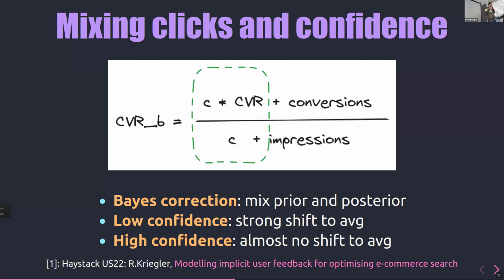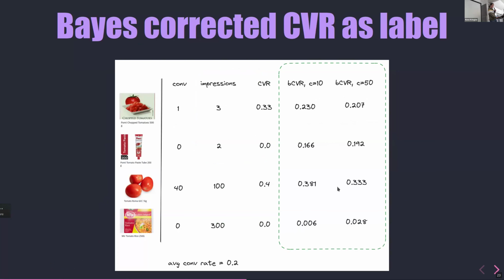So if you have very low confidence, you shift it towards something like an average conversion rate for this query. If you have high confidence, you don't shift. In these numbers, it looks like this: these two on the bottom still have the same high and low conversion rates as expected, but these two on the top were heavily shifted towards an average rate.